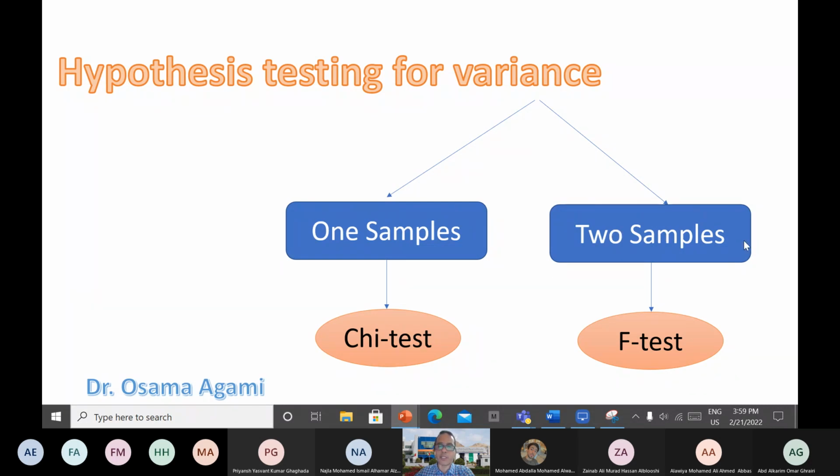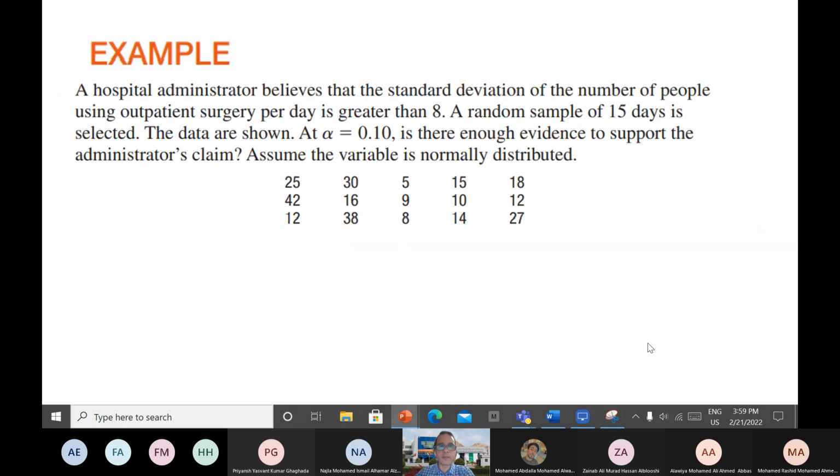If you have two populations and you get one sample from each one, so you have two samples and you would like to compare the variance of the two populations, in this case, you go for the F test, right? Let's go for this example. Do we have one sample or two samples? From this data, it is only one sample, right?